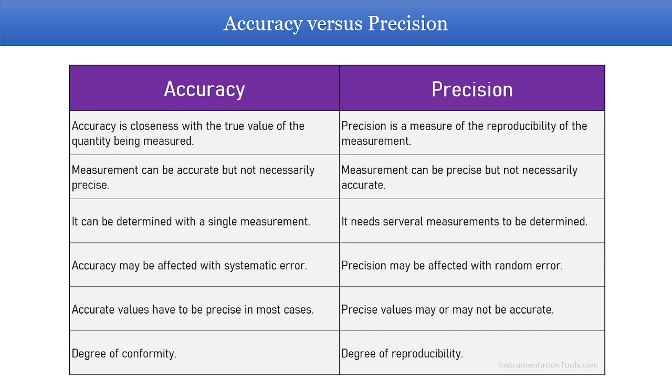And a measurement can be accurate, not necessarily precise, but your measurements can be precise but not necessarily accurate, and that talks about the error of a particular instrument. And accuracy can be determined with a single measurement, whereas precision needs several measurements, because for anything you have to take multiple measurements, because reproducible data is what we want to see as well.